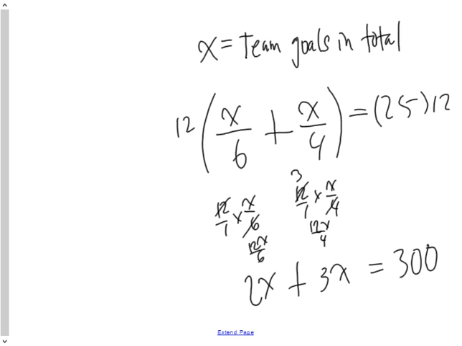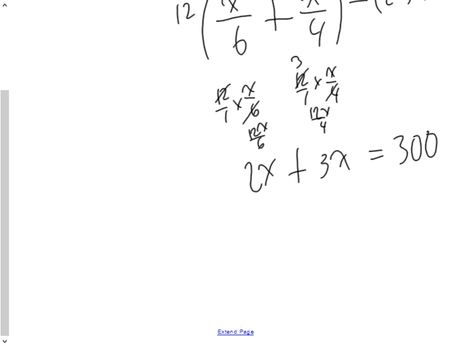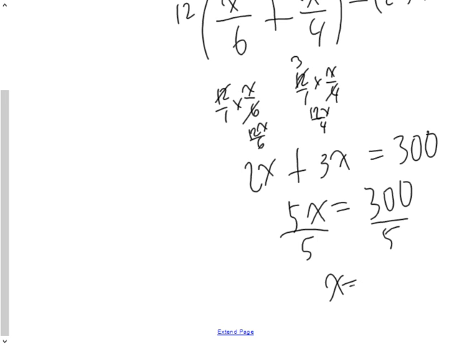Now, if you notice, their goals now didn't become 1/6 of the team goals and a quarter of the team goals, but rather 2 times the team's goals and 3 times the team's goals, which is 5x when you simplify it because you can gather like terms. Divide both sides by the coefficient, and x will equal 60, and therefore the total goals scored by the team is 60.